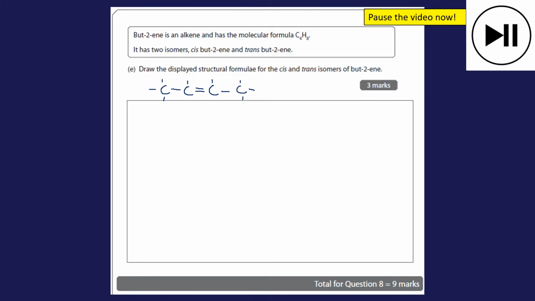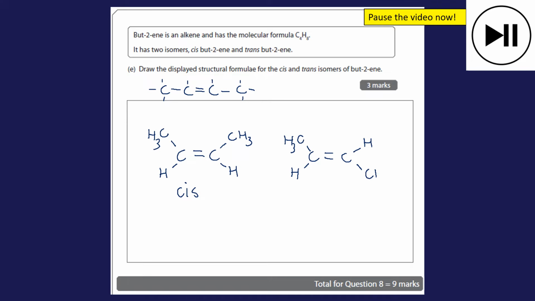Right, okay, and it wants me to do the cis and the trans. Cis is when the identical groups are going to be on the same side. In this case, it's CH3 and H and H. That would be classed as the cis isomer. To do the trans, I'm simply going to switch one of the sides over. So I'm going to leave the left-hand side the same, and I'm going to choose to put the CH3 at the bottom now. So that would be classed as the trans, because the same group are on opposite sides of the double bond. That's my cis and trans isomers there, worth 3 marks.